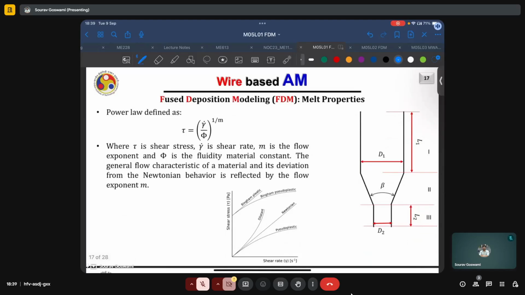In the present case, the power law is defined as the shear rate gamma dot equals phi times tau to the power 1 by m, where tau is the shear stress, gamma dot is the shear rate, phi is the fluidity, which is nothing but the inverse of the viscosity, and m is the flow exponent. The general flow characteristics of a material and its deviation from Newtonian behavior are reflected by the flow exponent m. If m is larger than 1, then the material is pseudoplastic. If it is equal to 1, the material is Newtonian. And if it is less than 1, the material exhibits dilatant-like behavior.